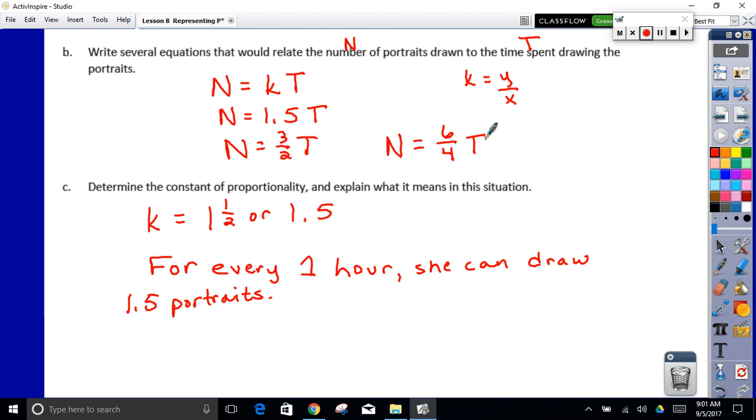What's another equation we could write based on the points that we were given? Adria? N equals 9/6. Good. Really, I would prefer that this is the equation you write because I would want you to put your fractions in simplest forms, but that's what it's referring to when it's saying that you can write several equations.